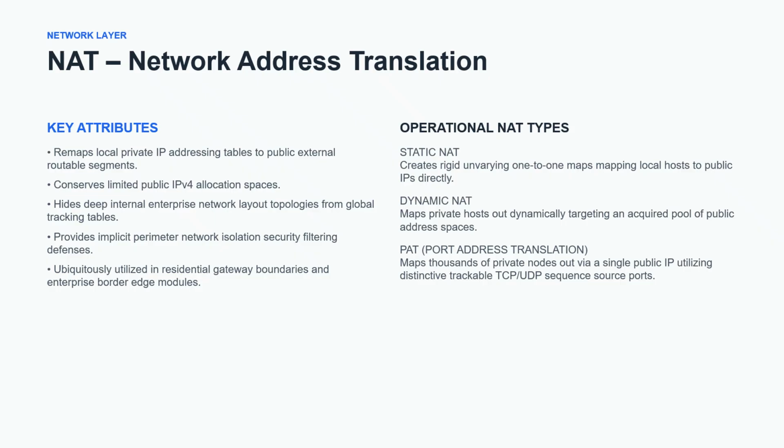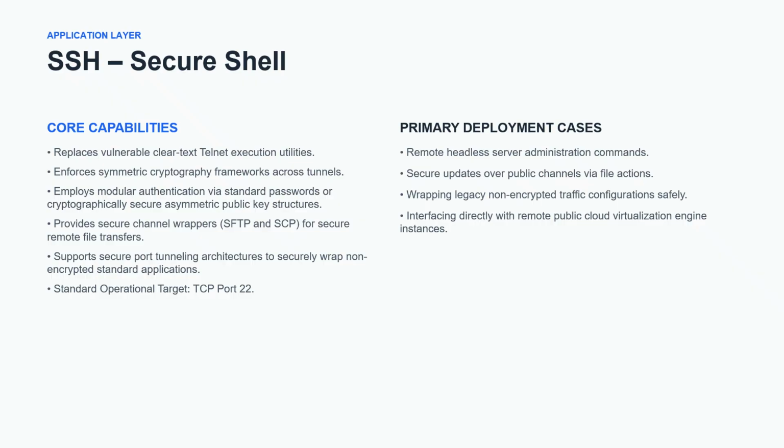Dynamic NAT maps private IPs to a pool of public IPs. PAT maps multiple private IPs to a single public IP using different ports.